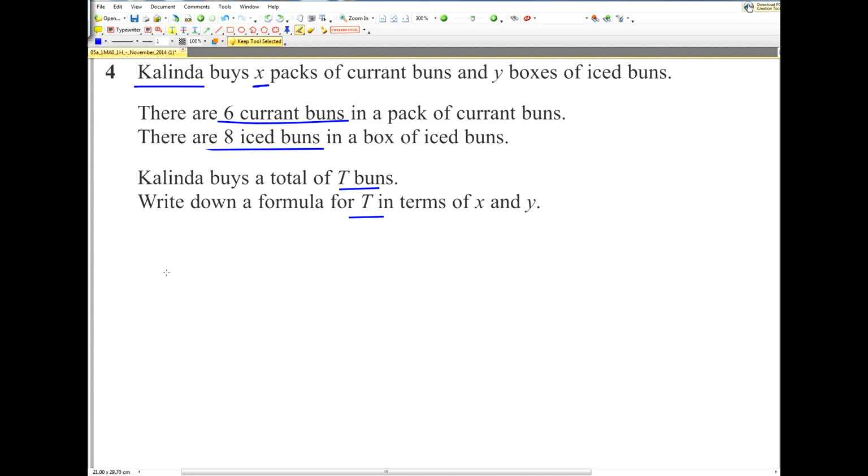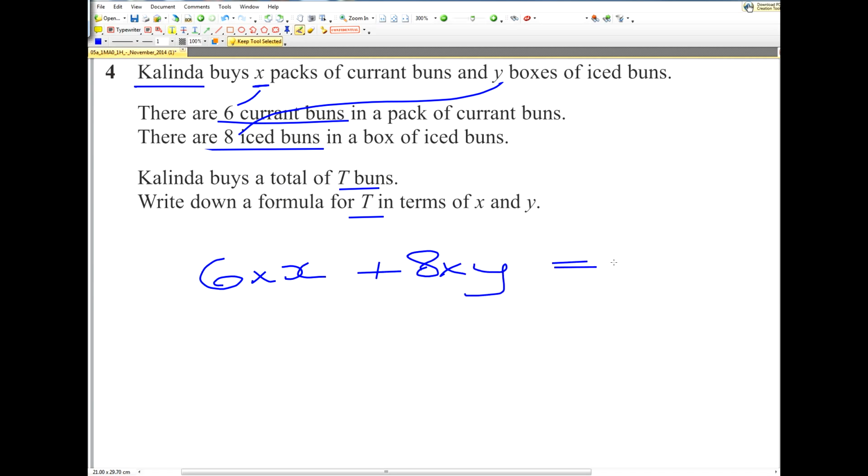So she buys 6 current buns. Now, what are the current buns there? What letters are they? That'll give us 6x. And then the 8 lots of ice bun. So we're going to have 6 times by x plus 8 lots of y. And that will give us a total. So we can simplify that as 6x plus 8y.